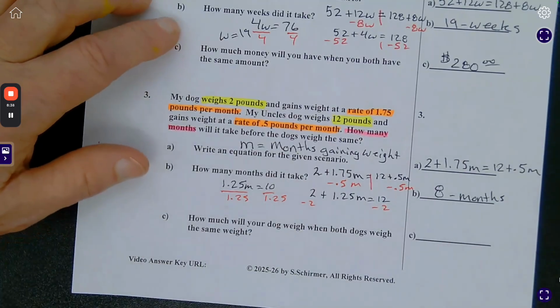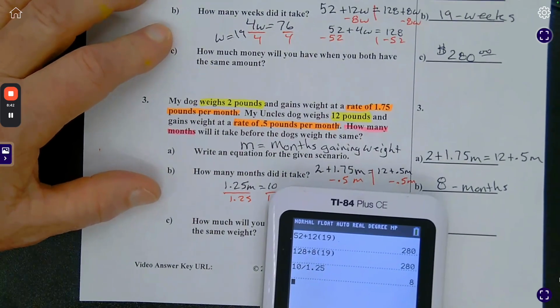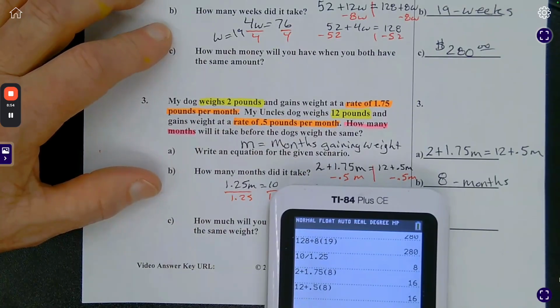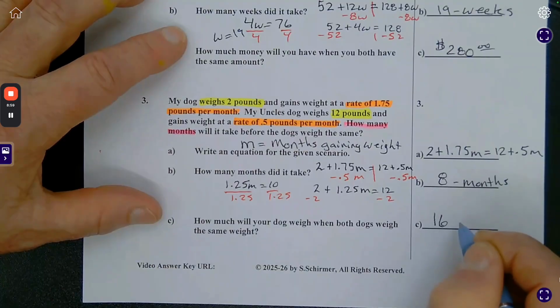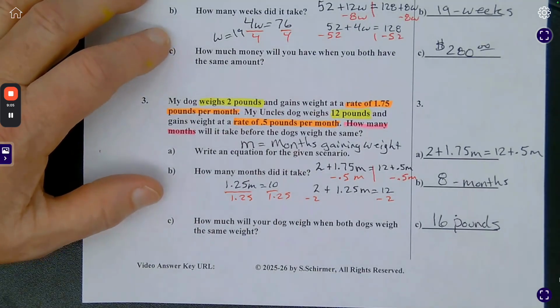Okay, let's check to see if it's true. So I'm going to go to my original equation right here. 2 plus 1.75 times 8. That's 16 pounds, big boy. 12 plus 0.5 times 8. Woo, that's it. It worked. How much will your dog weigh? 16 pounds. All right, let's go. Moving on.